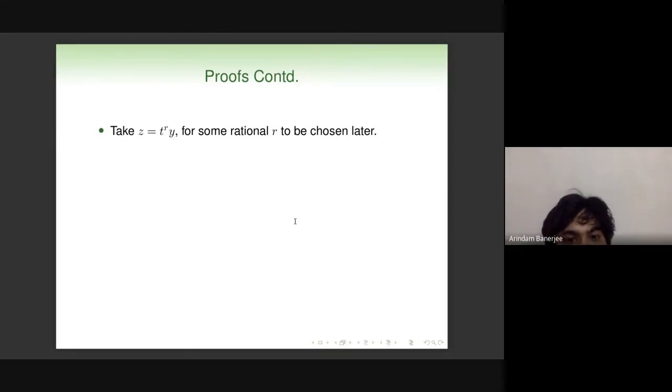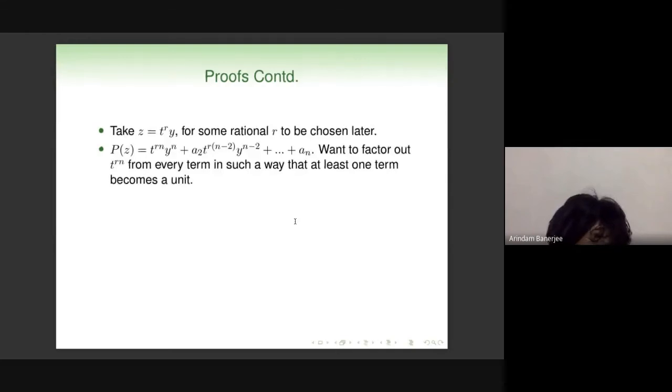So now take this transformation z equal to t^r y, and we'll basically choose this r later so that what we wanted will happen for that r. But for any such r, if you have this transformation, then P(z) becomes this. And remember that we already first made sure through a transformation that a1 is 0. We want to factor out t^(rn) from every term in such a way that at least one term becomes a unit.